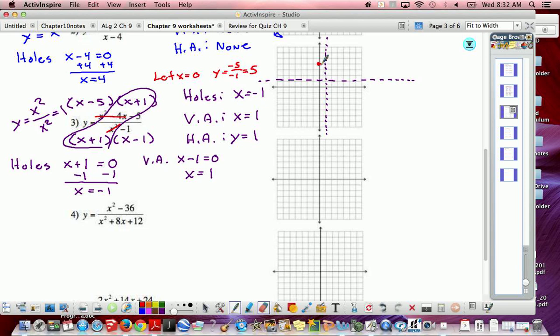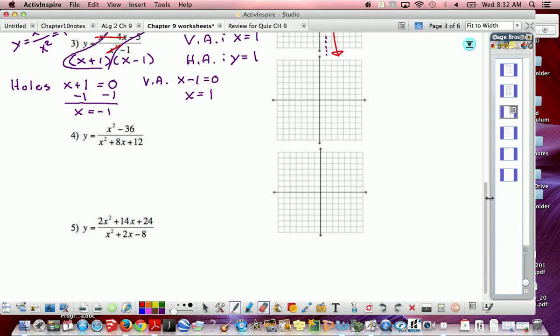Now again, remember, we have a hole at -1. Okay? So I'm going to put up here at -1, I'm going to have a hole in my graph. So my graph's going to look something like this, and something like, oops, this. It's kind of a wild sketch there. All right, that was number 3. Number 4.